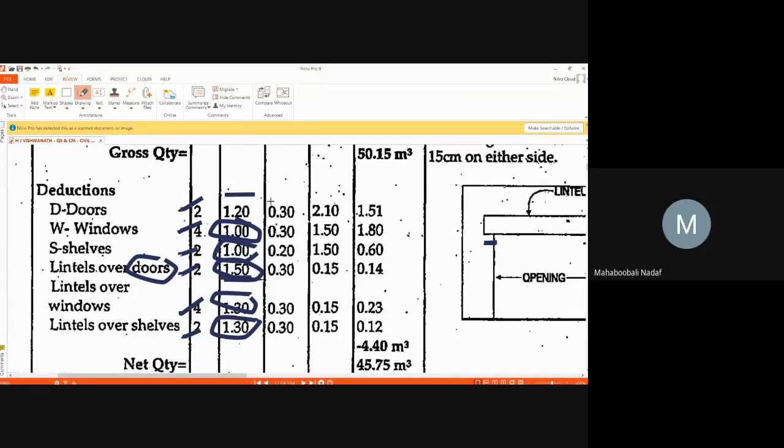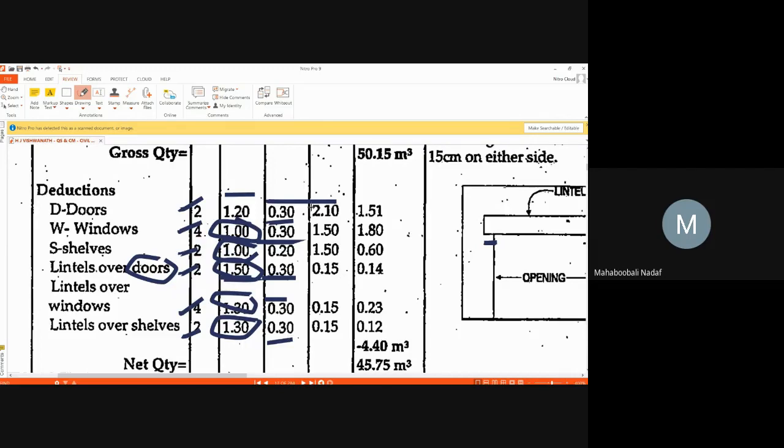So for the width, you can refer to the cross section. For door 0.3, window 0.3, but for the shelf it is not the full width, only a small part is there, so that is why 0.2 for the shelf. All the other lintels are 0.3 only because it is the full width of the brick wall.